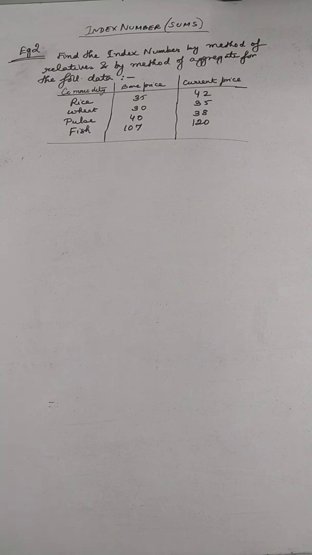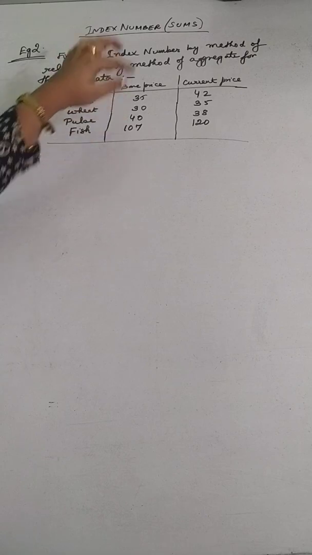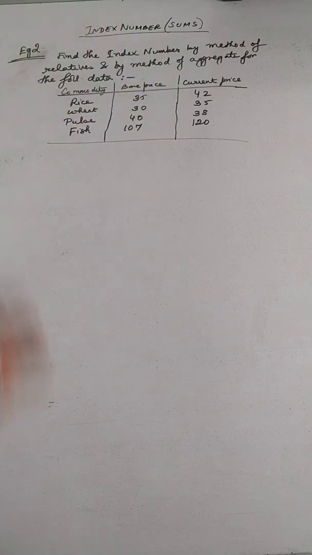So base price means what? Price in the base year. Definitely it's in rupees. I did not write the unit. Current price means the price in the current year. Okay. Commodities, what are they? Rice, wheat, pulse and fish. Base year price 35, 30, 40, 107. Current year price 42, 35, 38, 120.